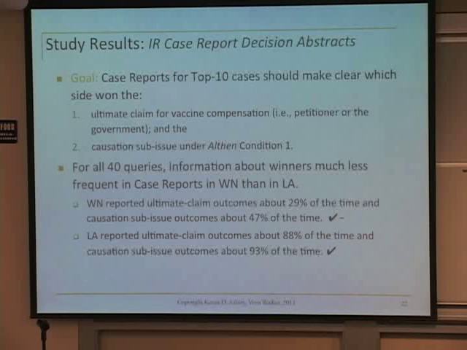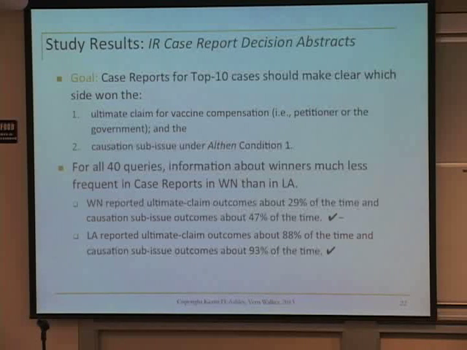For all 40 queries, the information about winners was much less frequent in the case reports in West than in Lexis. West reported the ultimate outcome 29% of the time, and the sub-issue outcome 47% of the time. Lexis did much better. I then had an inquiry. I asked someone I know at Lexis how these reports are generated, and it turns out that Lexis's reports are generated by humans, and West's are generated automatically. So we can give credit to West for doing a pretty good job even with automatically created abstracts.